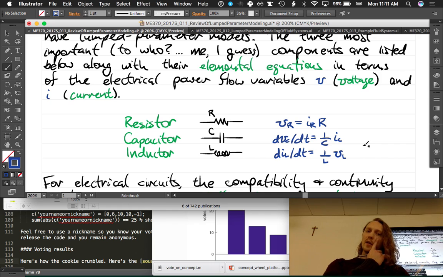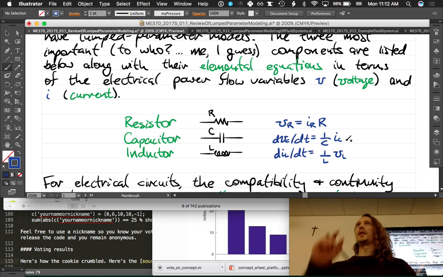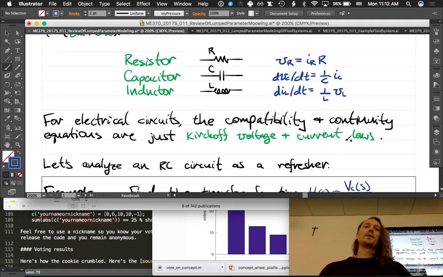And we are sort of waking up some neurons here. When we do modeling of these electronic systems, what we do is we write down the elemental equation for each of the components in the circuit, right? And then the other information that comes in comes from the compatibility and continuity equations, which are essentially just Kirchhoff's voltage and current laws. But we like to choose very specific ones to write down, right?